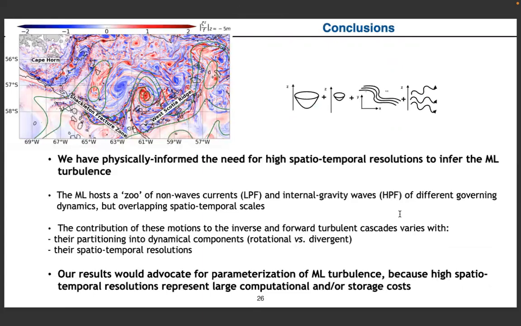So our results would advocate for the parametrization of this turbulent cascade, because it requires high spatial-temporal resolution, and that represents a large computational or storage cost, depending on your strategy to infer the turbulent cascade.